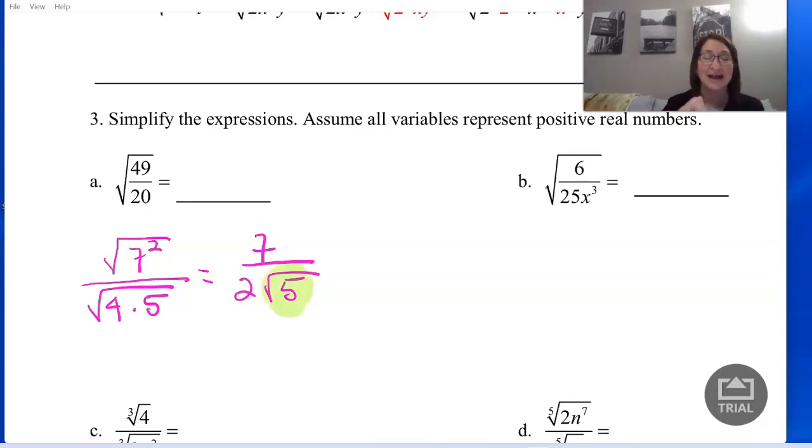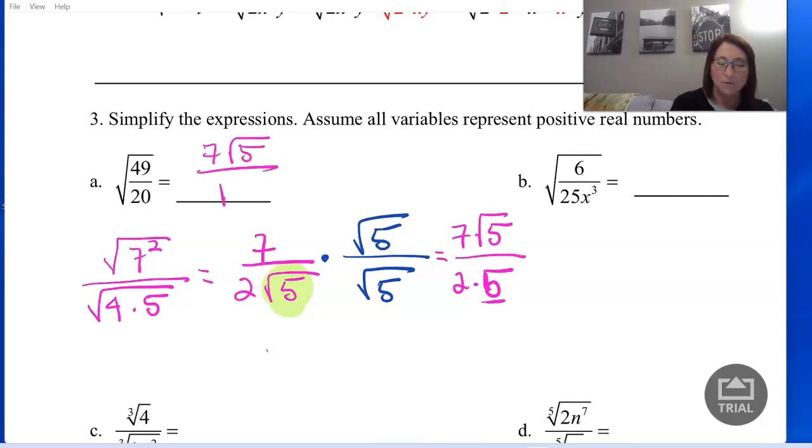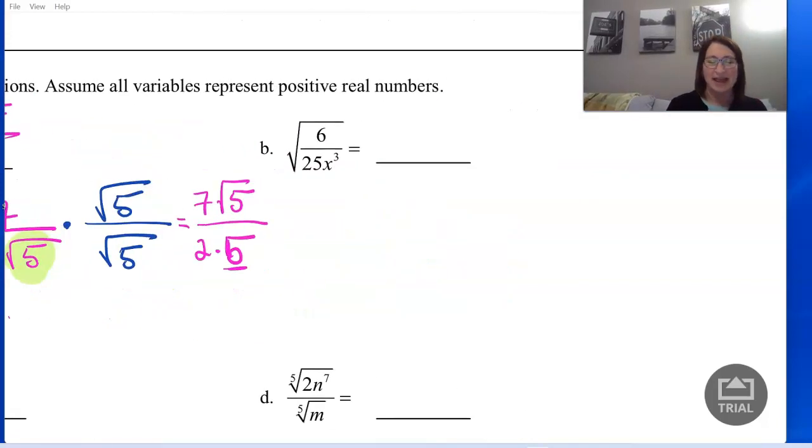So I'm going to rationalize this denominator. I am going to multiply by the square root of 5 over the square root of 5. What happens then is in my numerator, I have 7 square roots of 5. In the denominator, I have 2 times 5, because the square root of 5 times the square root of 5 is 5. So my final answer is 7 square roots of 5 over 10. Cool. All right, let's look at B.